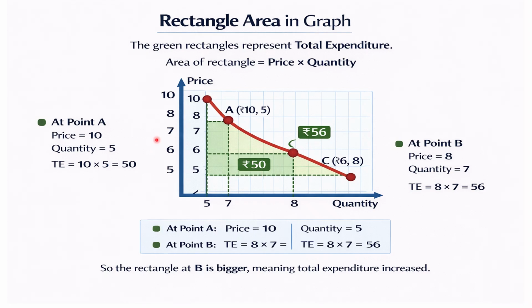Here you can see that at point A, price is 10, quantity is 5, and total expenditure is 50. But at point B, price is 8, quantity is 7, and total expenditure is 56. So here the rectangle of B, that is this area, is bigger, which means total expenditure has also increased. This is the case of elastic demand.